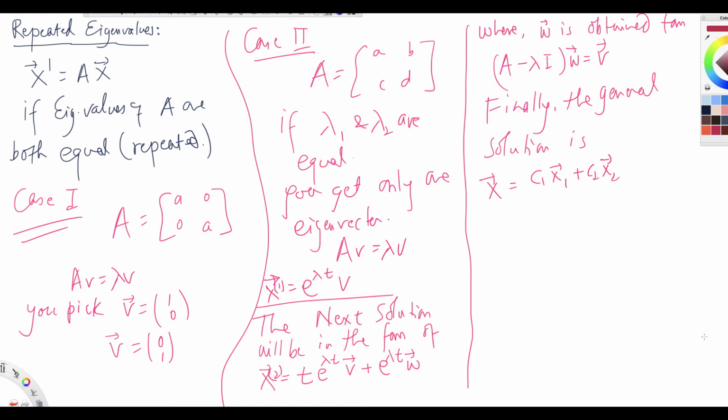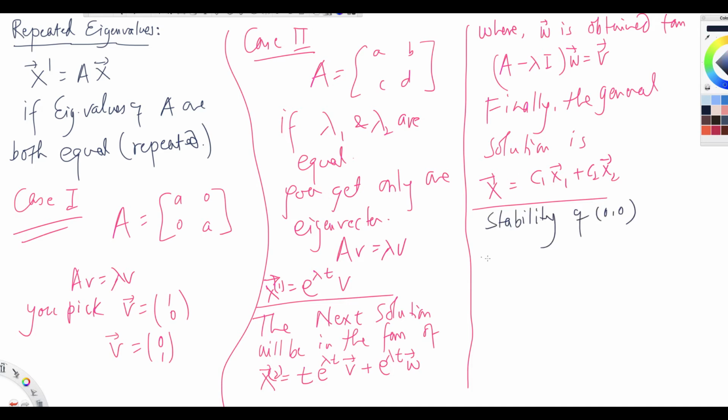But by the way, I forgot to tell you that before you write the final general solution, you need to check the Wronskian of the two solutions, x1 and x2, okay? And usually you will get non-zero. Now how do we decide the stability of the origin, okay?